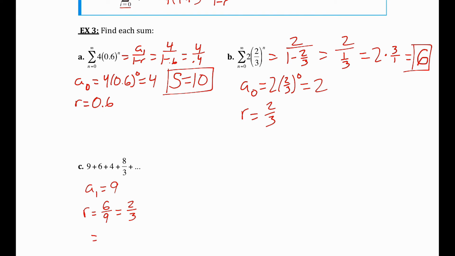Also, if you wanted to check just to make sure, I'm going to take the third term, 4, divided by the previous term, 6, which again is 2/3. So our r value is 2/3.